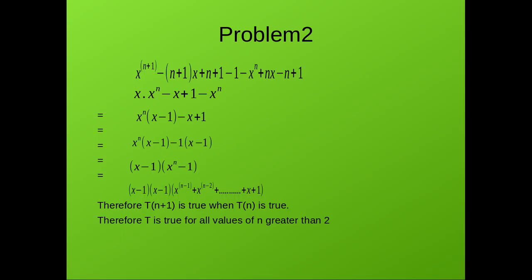Therefore, we have proved that the difference of Tn plus 1 and Tn is divisible by (x minus 1) whole square. Therefore, Tn plus 1 must also be true. Therefore, the given statement T is true for any value of n greater than or equal to 2, thus proving our proposition. Thank you.